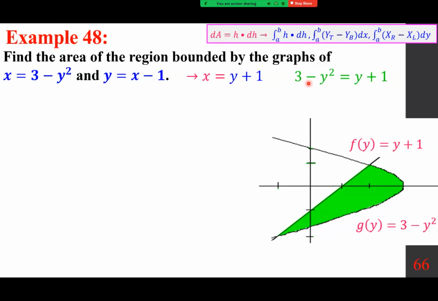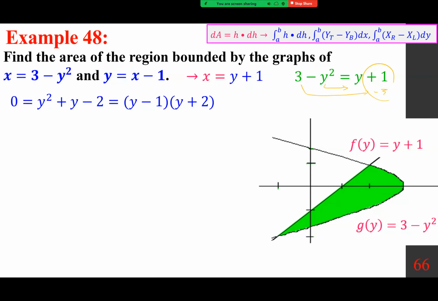And if I bring everything to the right, this becomes y squared plus y. This becomes minus 3. So this becomes positive, and this becomes minus 3, which results in negative 2. I'm going to assume everybody can factor into y minus 1 times y plus 2. So y is either 1 or negative 2. So we have the limits, in fact.